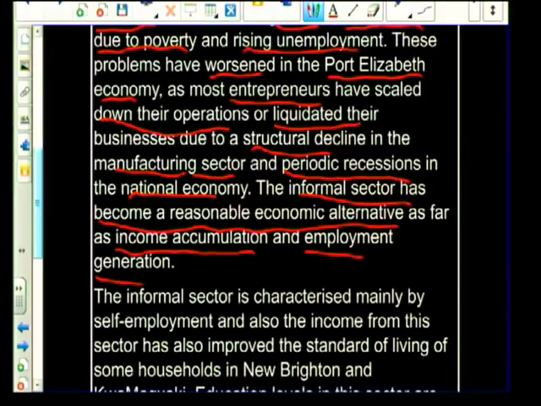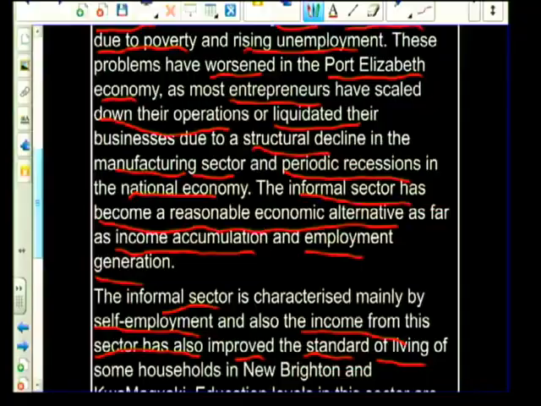The informal sector is characterized by self-employment. People make their own jobs there. They employ themselves. They're the bosses of their jobs. All right. And also the income from this sector has improved the standard of living. It may not be high, but where they were unemployed, they now have a job, and they actually improve their living. They can buy things for themselves, even, of course, the basic necessities such as food and clothing, etc.